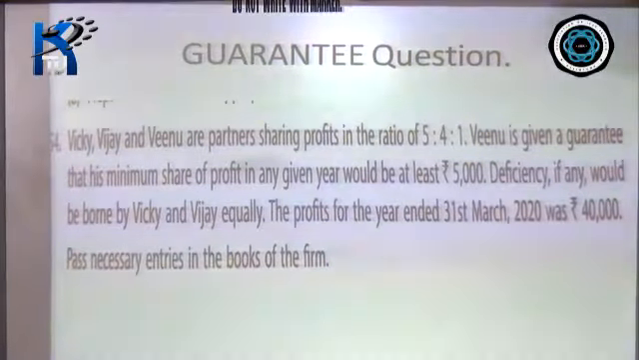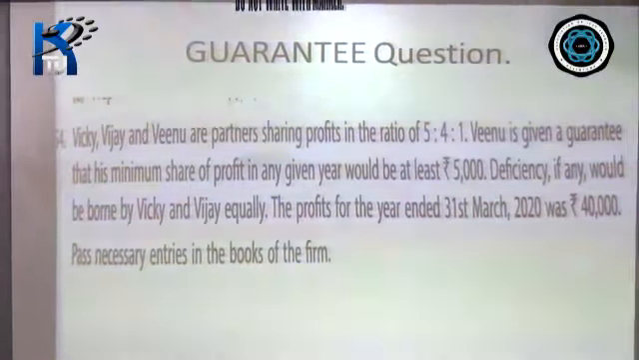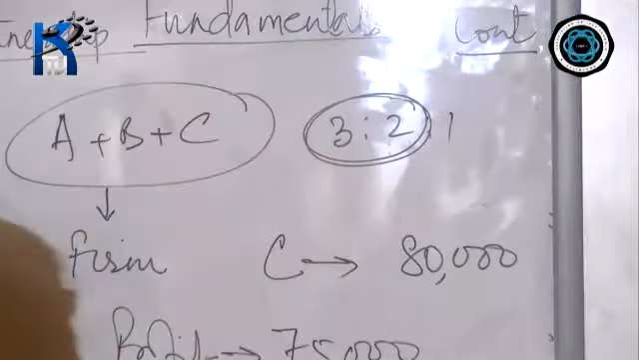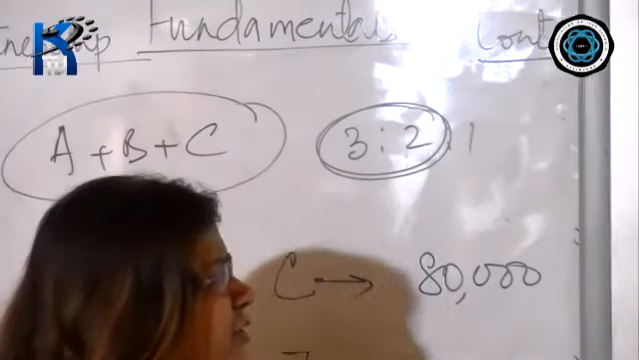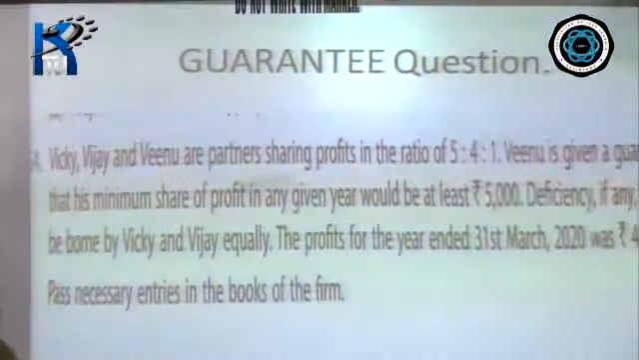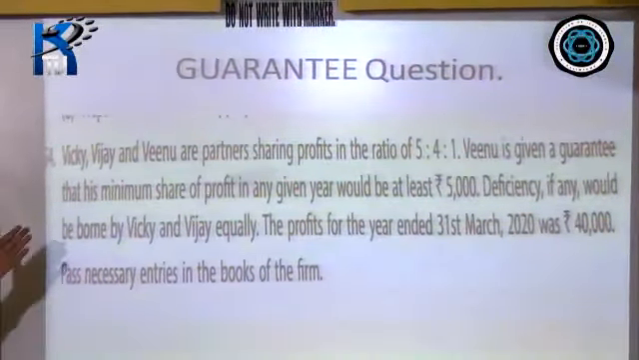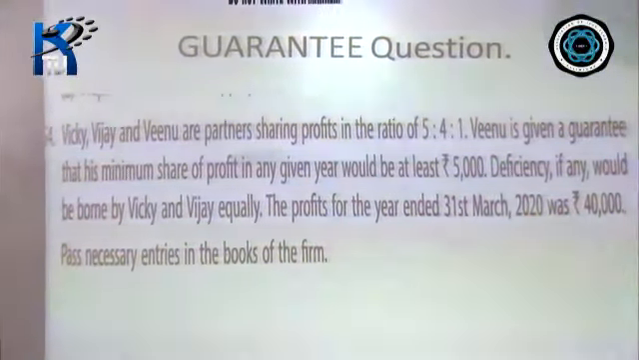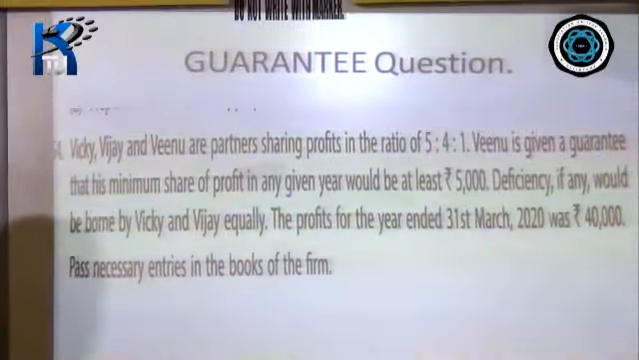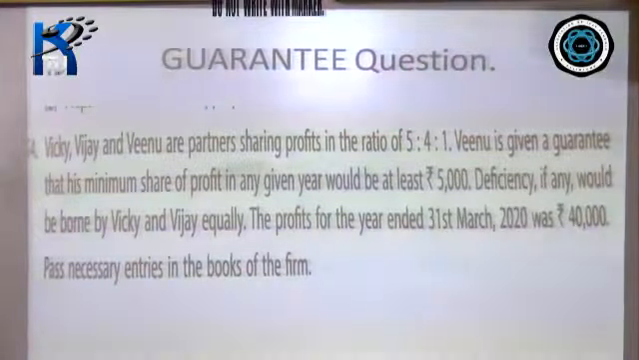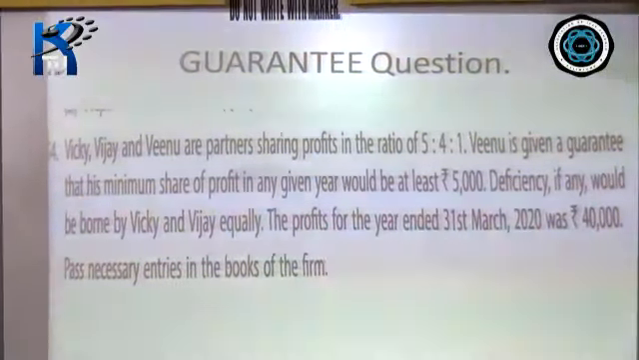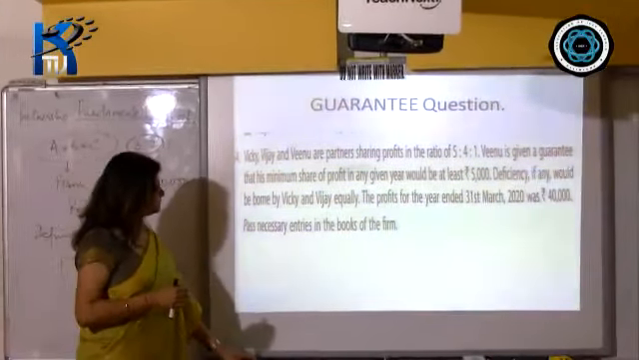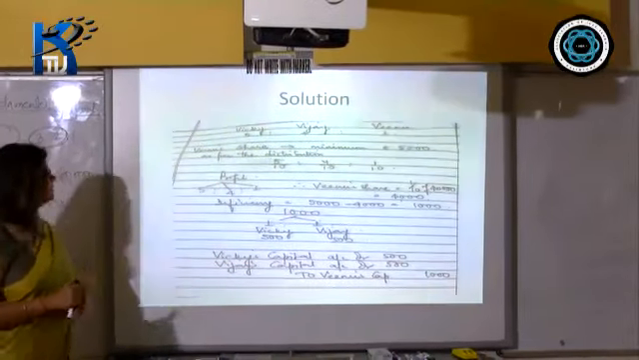Now, there is a slight twist. In the previous question, I explained it was 3:2:1. So, the deficiency was borne by them in the ratio 3:2. But here in the question, they have already explained that the deficiency, if any, would be borne equally. So, the deficiency, if it arises, Vicky and Vijay are going to give equally to the partner. Now, the profits for the year ended 31st March was 40,000, and nothing else has been given to you in the question. That means they are basically trying to emphasize the guarantee concept. So, the profit is 40,000. Let us see how the question goes.